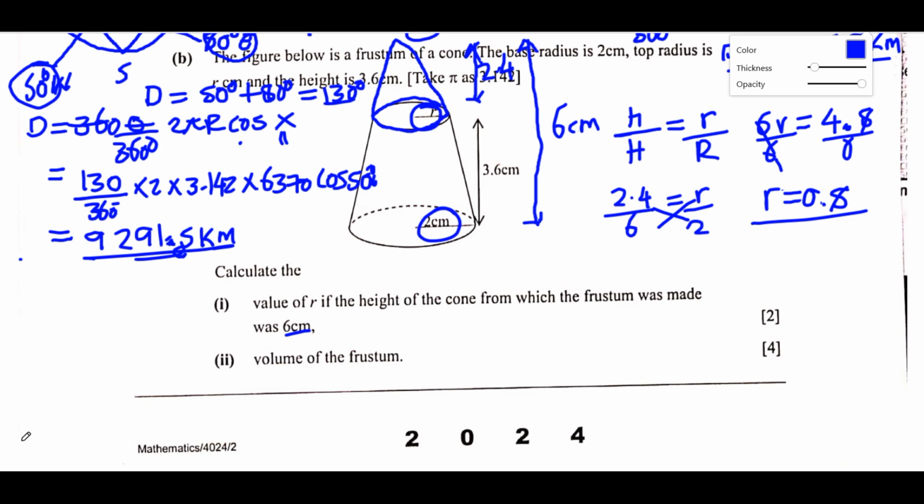Then for Roman numeral 2, we have the volume of the frustum. So let me write what I have here. The information is: the height of the smaller cone is 2.4.